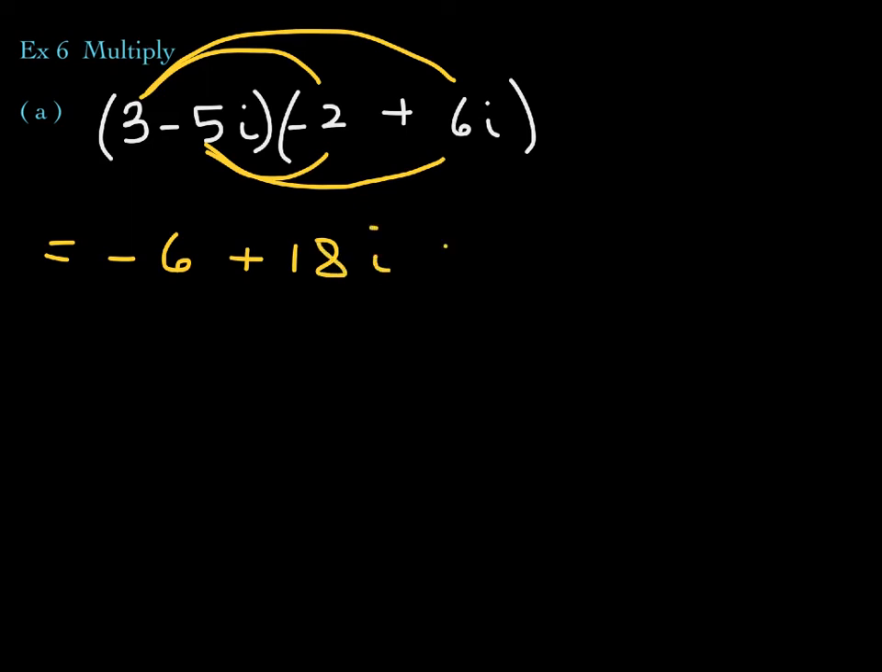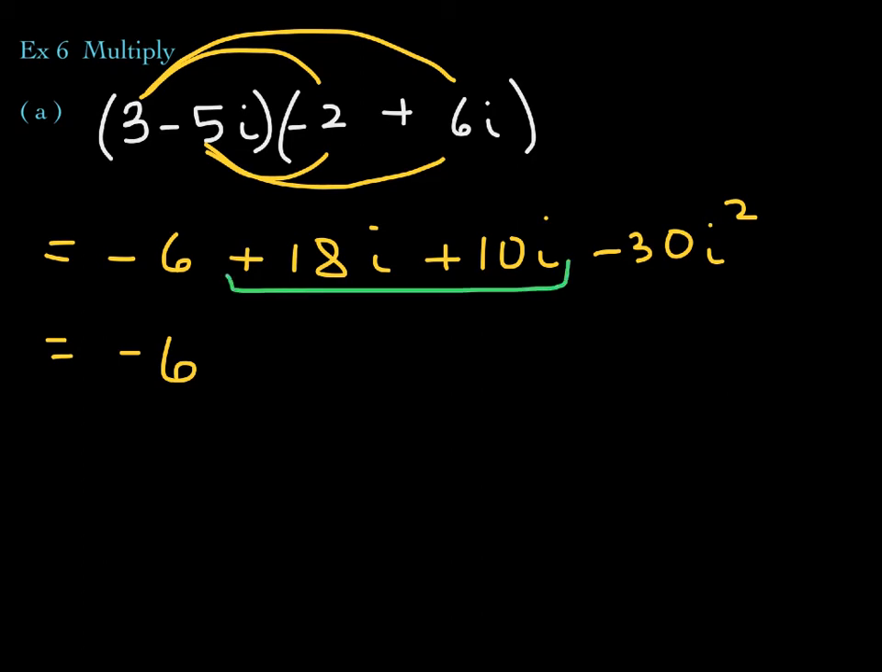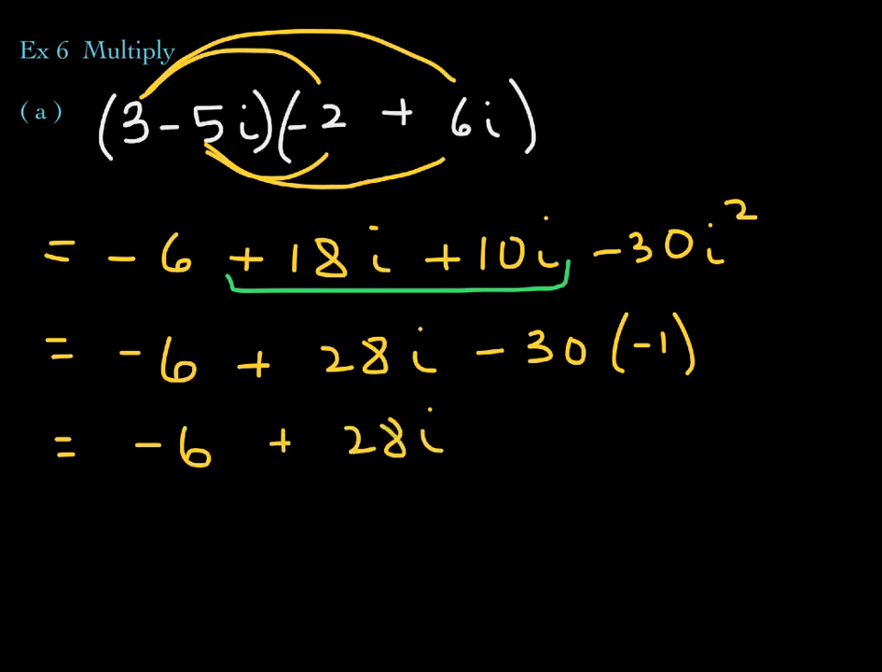-5i times -2 is positive 10i. And then -5i times 6i is -30i squared. All right, so then this is -6, and then notice that these two here are like terms that you can combine. So then that gives you plus 28i, and then minus 30 times -1 because of that i squared. So then this becomes -6 plus 28i plus 30. You can add the real parts, -6 and 30 together, to get positive 24, and then plus 28i.